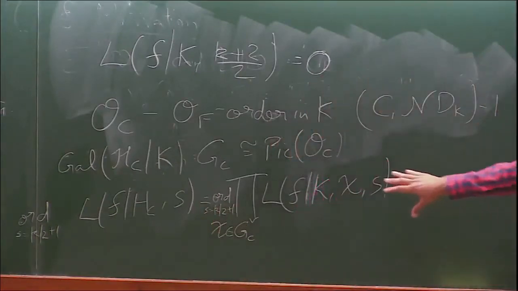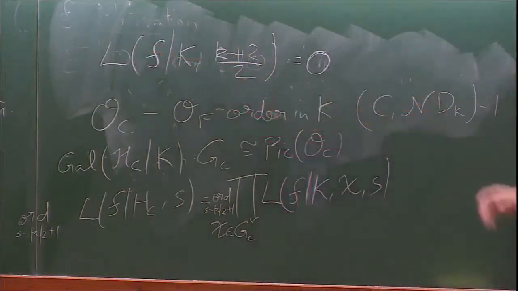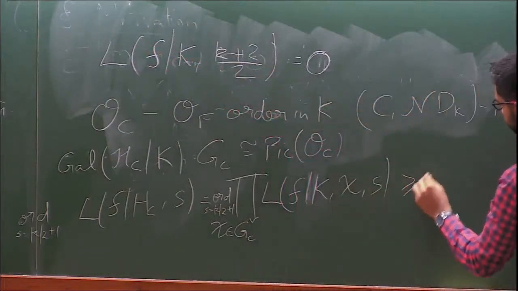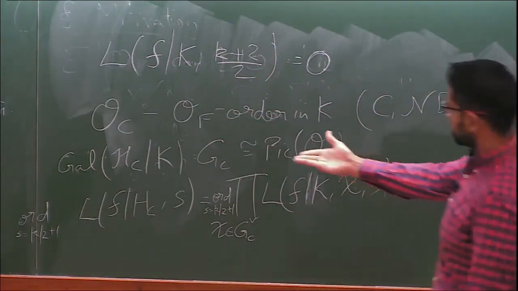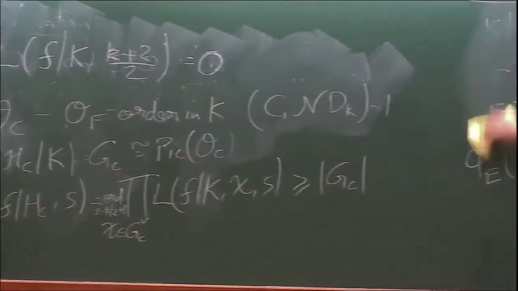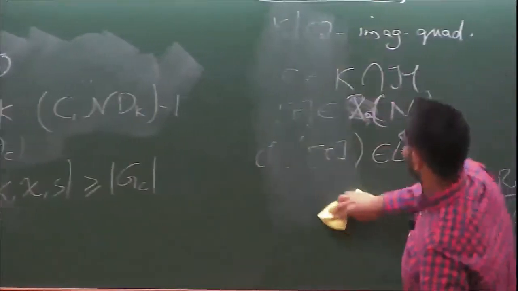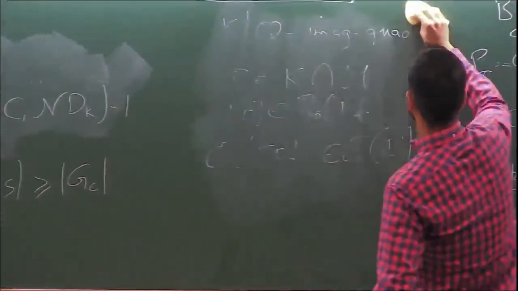And then each of these L functions has the same sign as F over K, so there's a lot of vanishing. So in particular, this order is quite big. It's at least the order of this group GC. I was about to say the Birch-Swinnerton-Dyer conjecture, which is not very wrong in this setting, but this is by the Bloch-Kato conjecture.